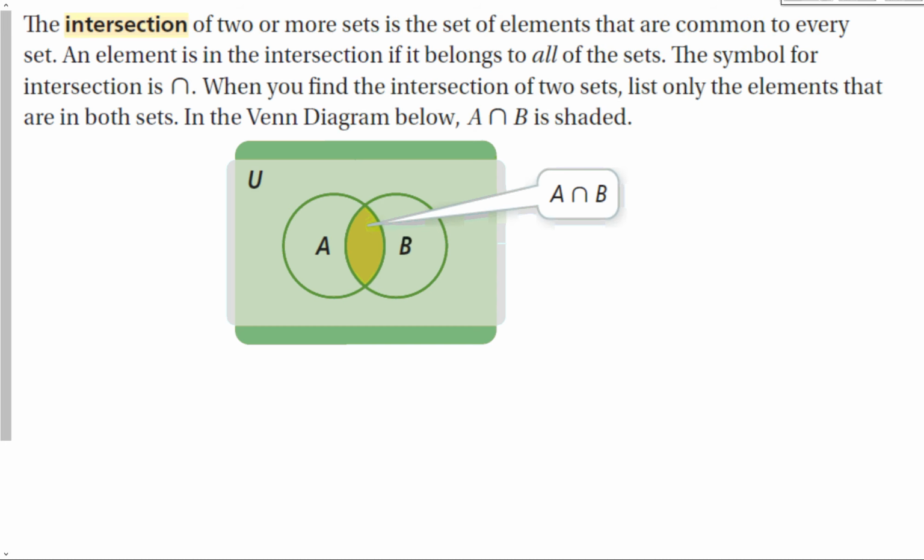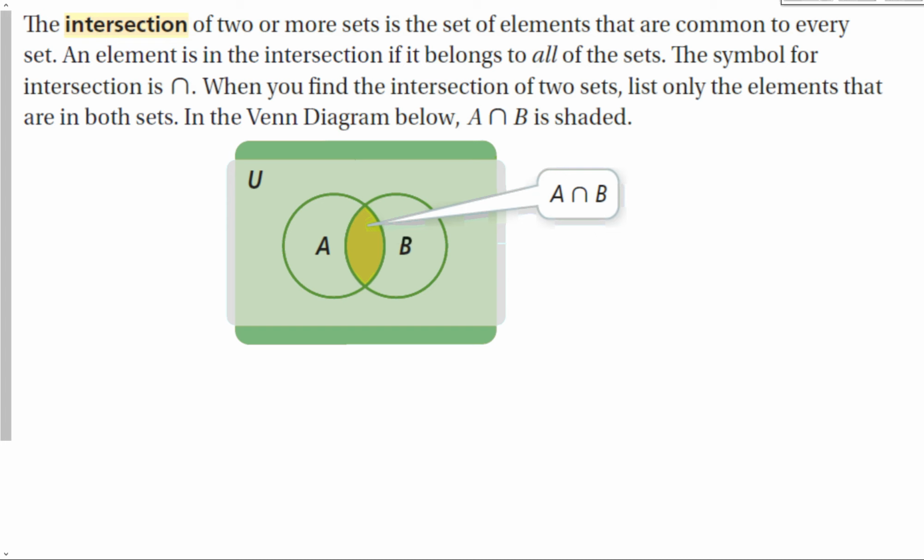All right, so next is intersection. For intersection, now we're going to see where these two sets cross. What is common with both of them, where they intersect. The intersection of two or more sets is the set of all elements that are common to every set. An element is in the intersection if it belongs to all of the sets.